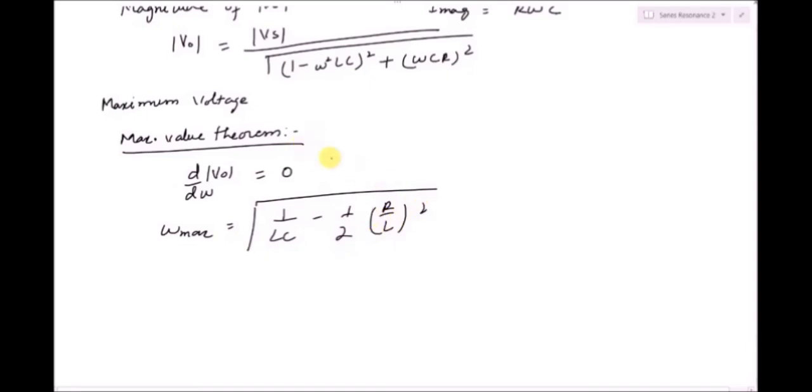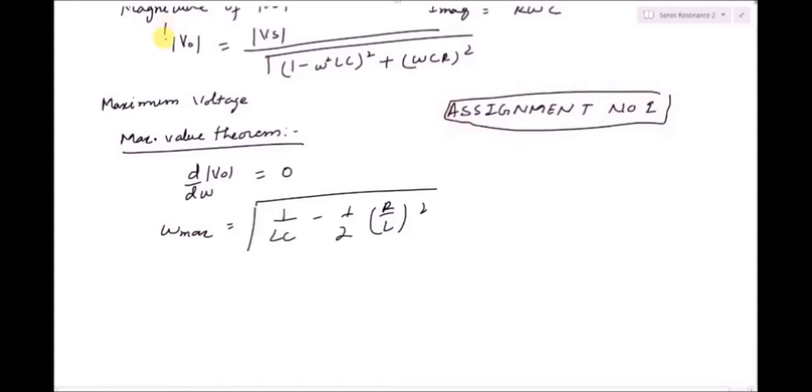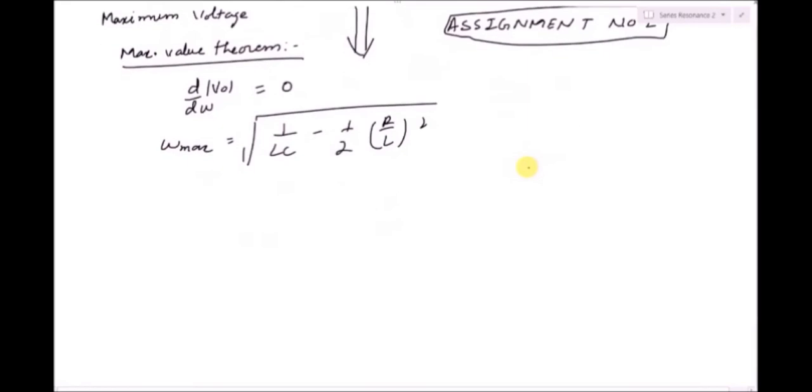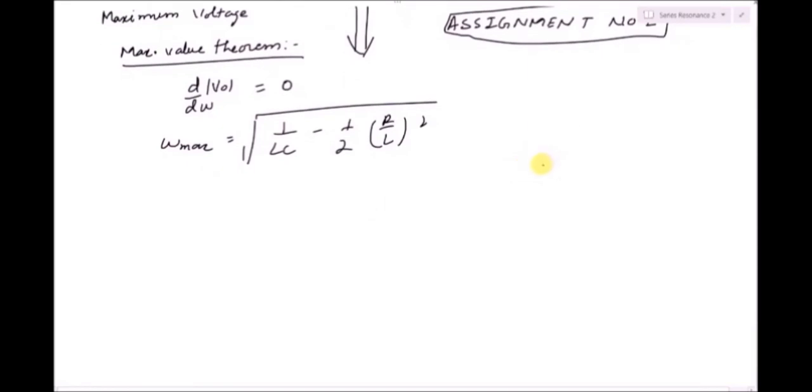So this is your assignment number 1. You have to take the derivative of this equation and prove that omega max is equal to under root 1 over LC minus 1 over 2 (R over L) square. You just have to take the derivative and make it equal to 0, and whatever the frequency value you get, bring it to one side of the equality and take all the other quantities to the other side of the equality, and that will give you the value of omega max.